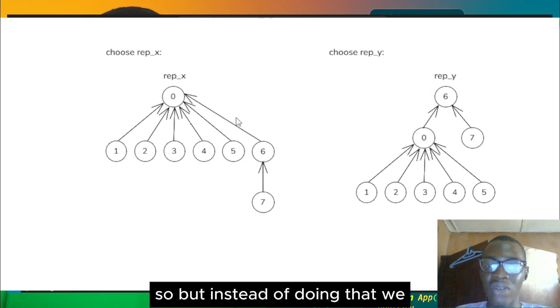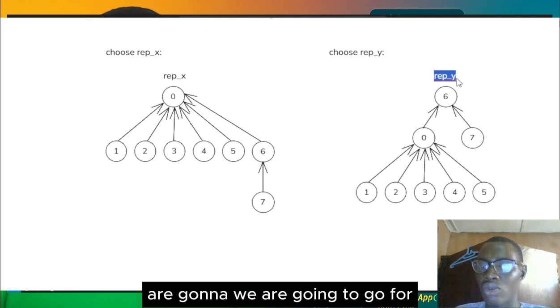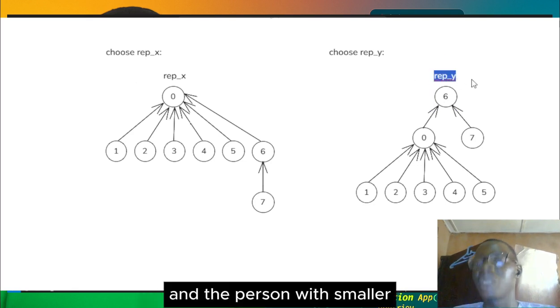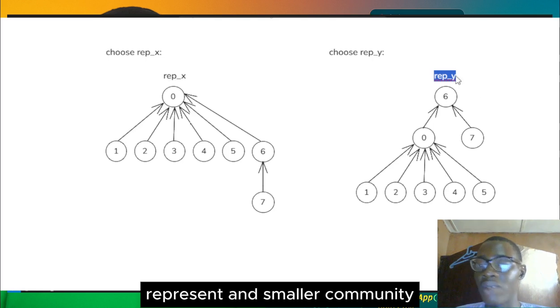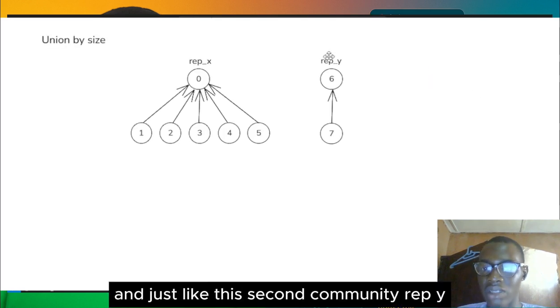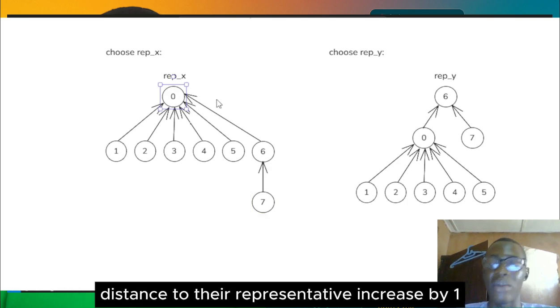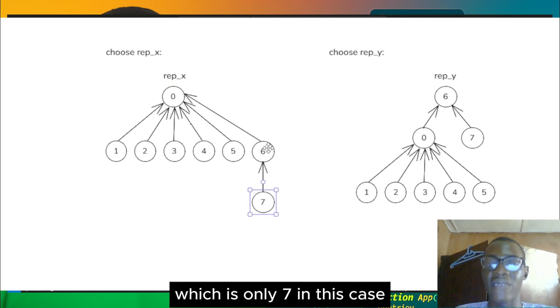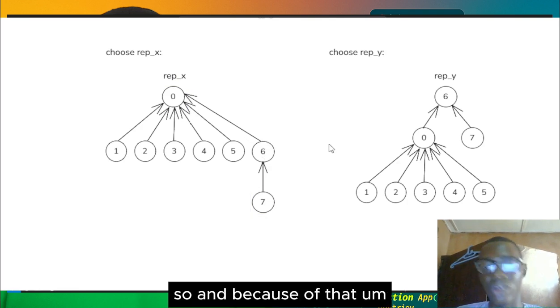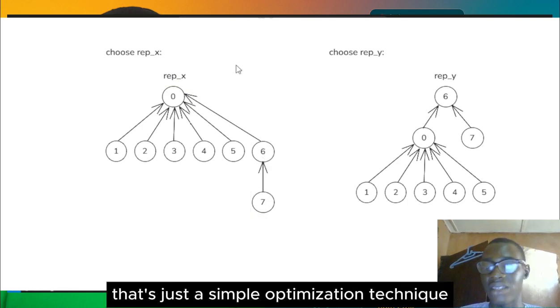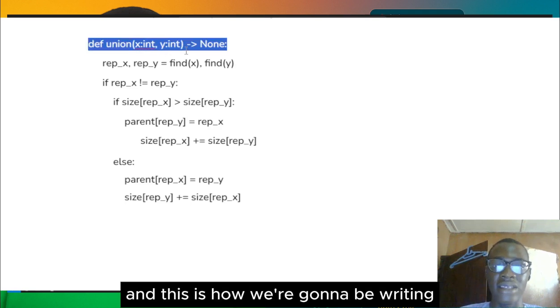So instead of doing that, we are going to go for the person with the smaller community, just like this second community, representative Y. Because it is smaller, fewer people will have their distance to their representative increased by 1, which is only 7 in this case. That is just a simple optimization technique.